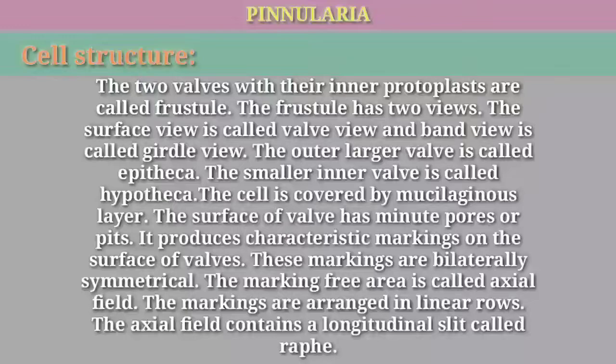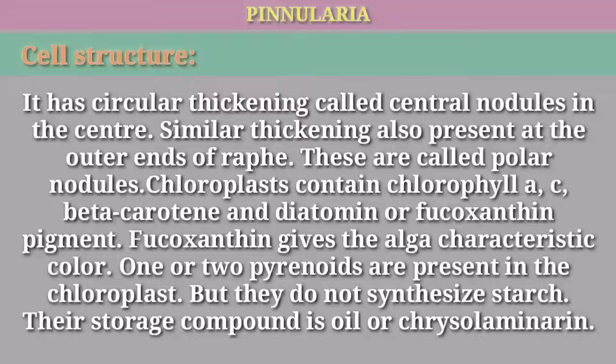The axial field contains a longitudinal slit called raphe. It has a circular thickening called the central nodule in the center. Similar thickenings are also present at the outer ends of the raphe. These are called polar nodules.